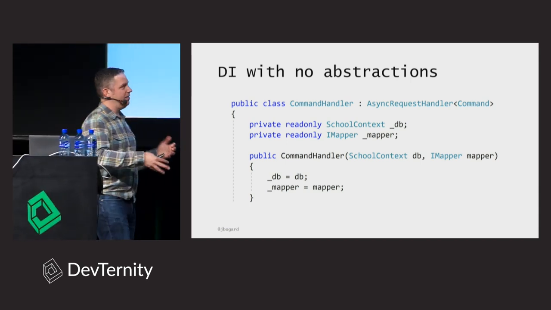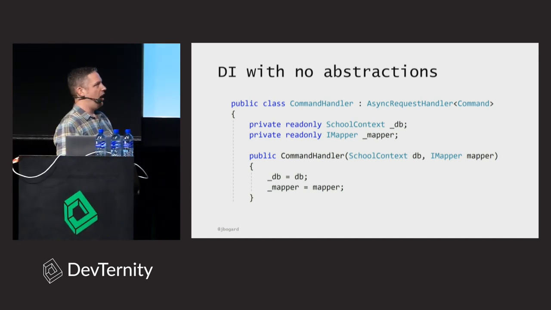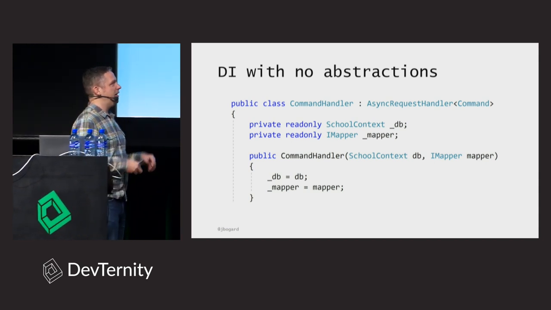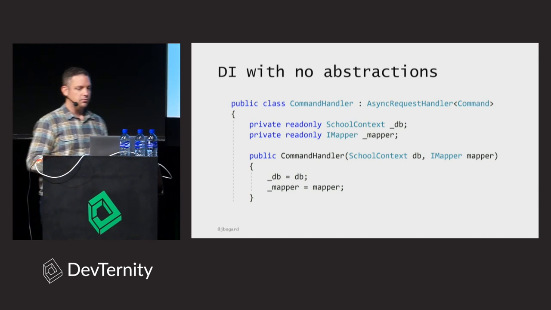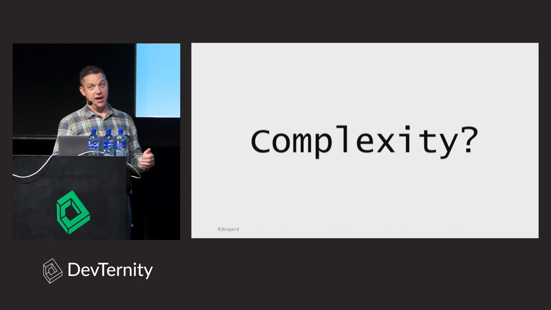So we will add in these abstractions over different external services or different dependencies if and when the code itself tells us it's difficult to use. So what about complexity? What happens when things get ugly inside of those command handlers?